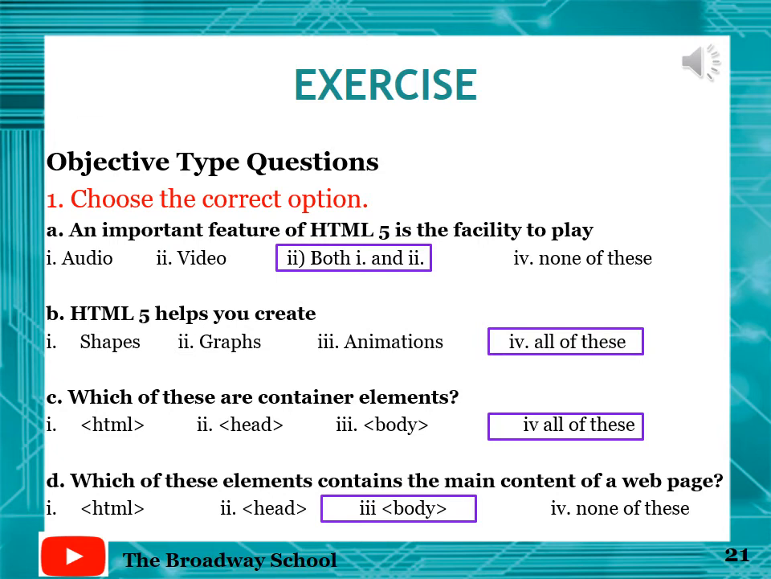D part. Which of these elements contain the main content of a web page? HTML, head, body, none of these. As you know, HTML contains the whole body and head elements, and head contains only the header information, but the body contains the web page information. So the correct option is the body tag.